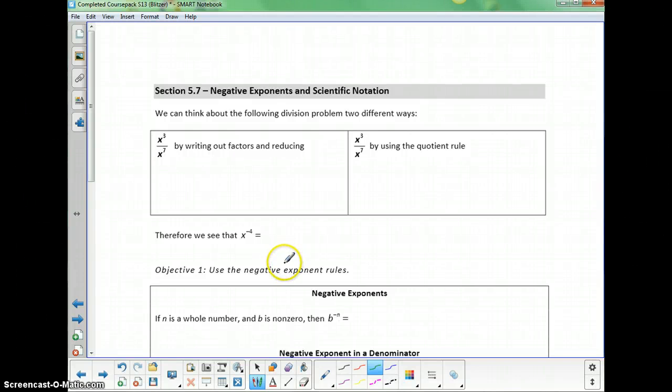Section 5.7 on negative exponents in scientific notation. We're going to get a new property here, and we're going to think about that two ways. First of all, by writing out the factors and reducing, and by using the quotient rule.